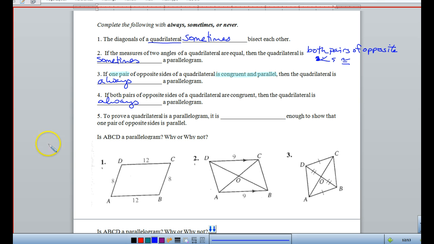And then number 5, to prove a quadrilateral is a parallelogram, it is blank enough to show that one pair of opposite sides is parallel. It's never enough. You got to show that one pair of opposite sides is parallel and congruent, or both pairs are parallel. Okay, so that's always, sometimes, never.